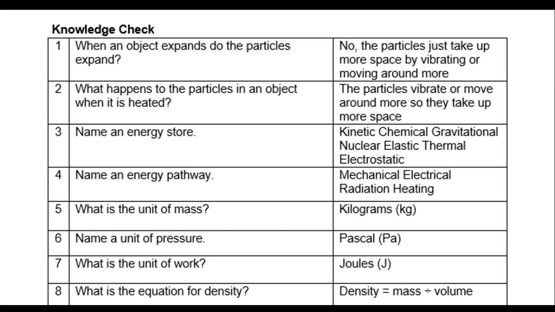For question 5, what is the unit of mass? It is kilograms. Name a unit of pressure, so a unit of pressure is the Pascal, which is a capital P and a lowercase a. And the unit for work is joules. It is the same unit as energy, because work done is a form of energy, and that is represented with a capital J. And then the last question, what is the equation for density? The equation for density is density equals mass divided by volume.